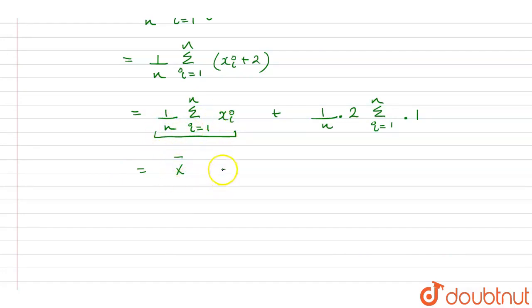Plus 1 upon n into 2, that is 2 upon n, multiplied by the summation of i goes from 1 to n of 1. This is nothing but equal to n, so this n will be cancelled by this n. So we are left with y bar equal to x bar plus 2, right? That means the mean of the y data is equal to the mean of the x data plus 2. So this we have first proved.